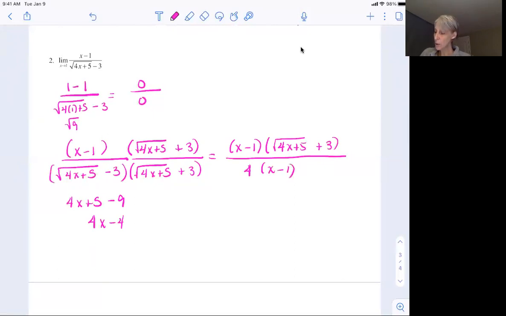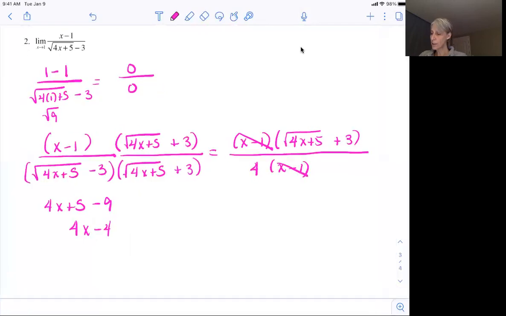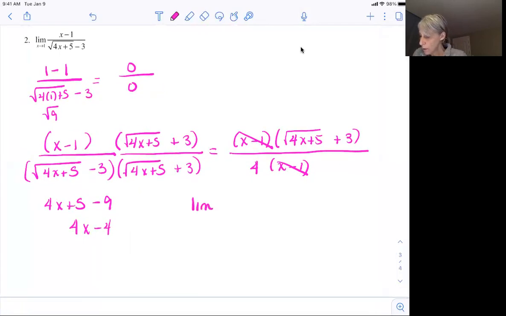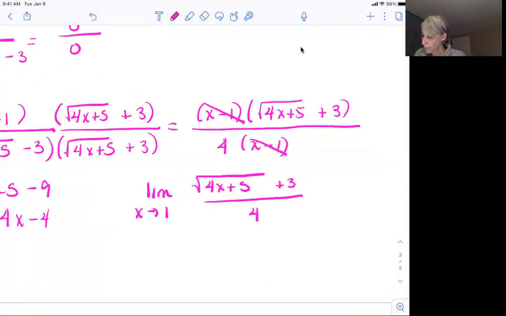You see how much algebra we're using when we do this stuff? Now I'm really reevaluating this limit in this function now. It's an equivalent function. Four times 1 plus 5, plus 3. I don't know why I can't write today. So the square root of 9 is 3. 3 plus 3 is 6 over 4, which is equal to 3/2.